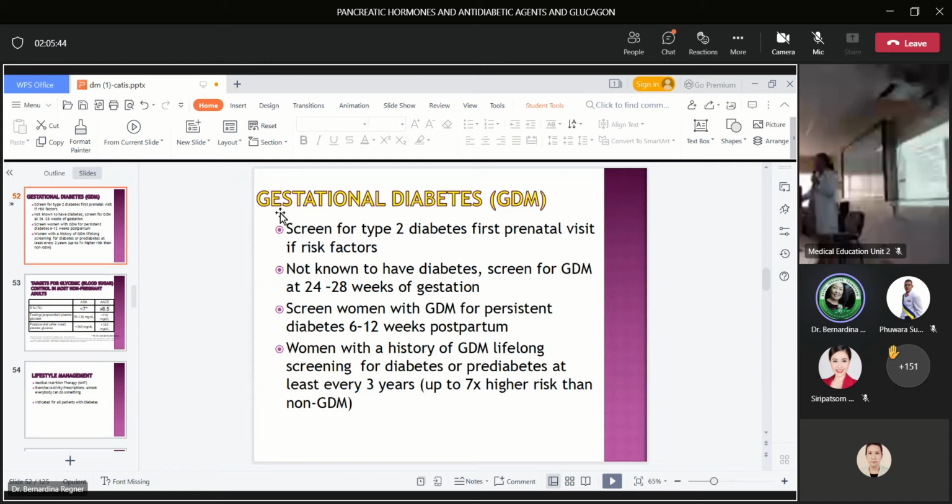Okay, so that is how you are going to approach or treat your patient in gestational diabetes. Okay, so take note of the schedules of follow-ups.